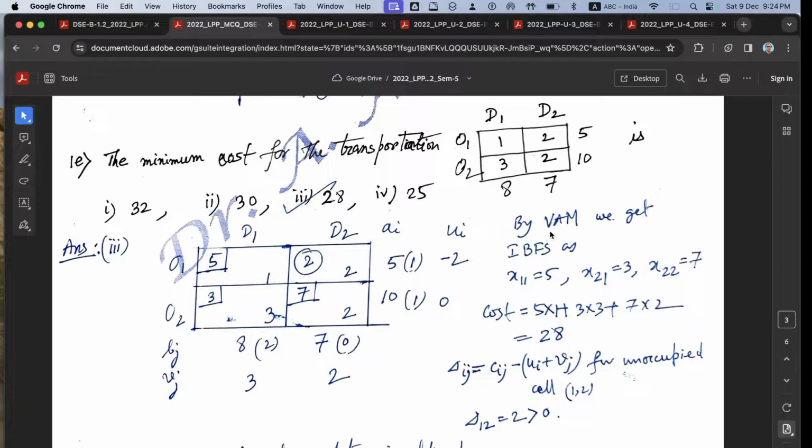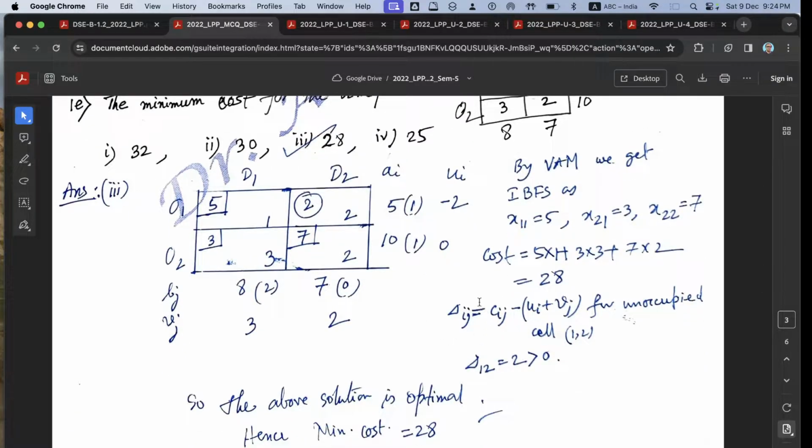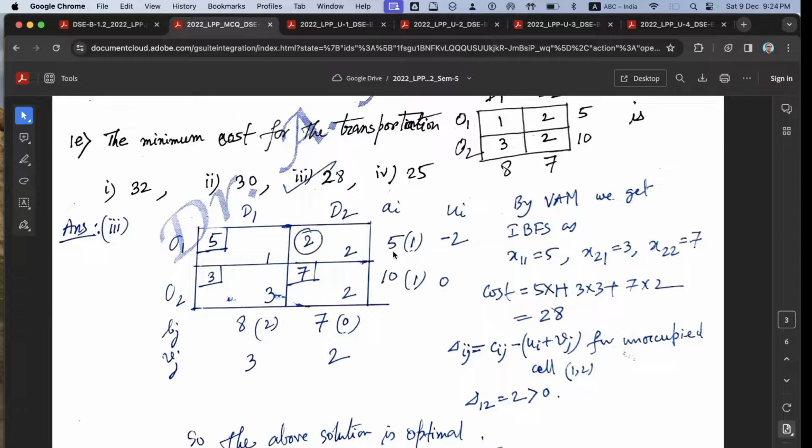By the Vogel approximation method (VAM), we get the initial basic feasible solution: x11 equal to 5, x21 equal to 7, x21 equal to 3, and x22 equal to 7. So the cost is 5 into 1, 3 into 3, 7 into 2, so 28. And delta ij, the cell evaluation, equals Cij minus (ui plus Vj). Here ai equal to 5, 10, and Bj equal to 8, 7.